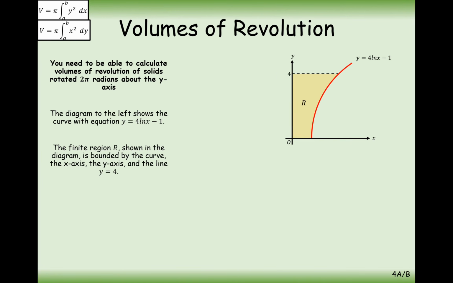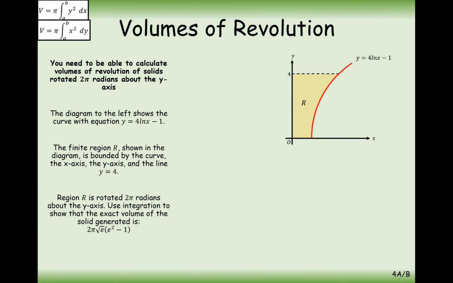This time we're rotating around the y-axis, it looks like. So the diagram on your left, or on your right in this case, shows the curve with the equation y equals 4 ln x minus 1. The finite region R shown in the diagram is bounded by the curve, x-axis, the y-axis, and the line y equals 4. So that's this boundary at the top here, that's y equals 4. The region R is rotated 2 pi radians about the y-axis. Use integration to show that the exact volume of the solid generated is this expression down here.